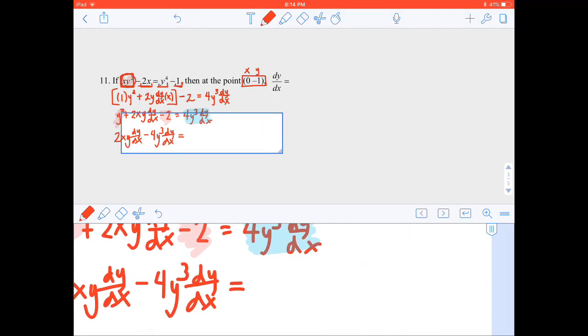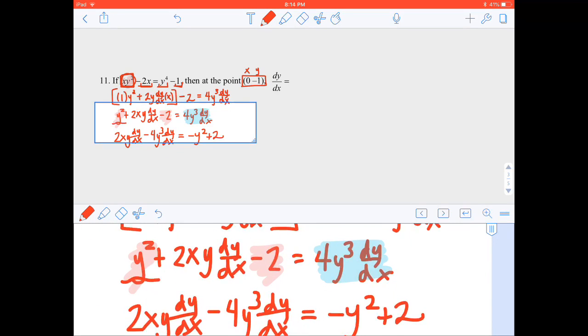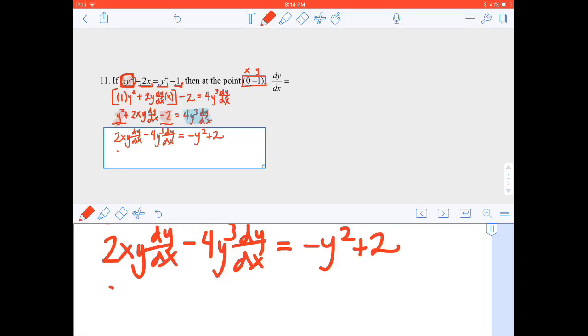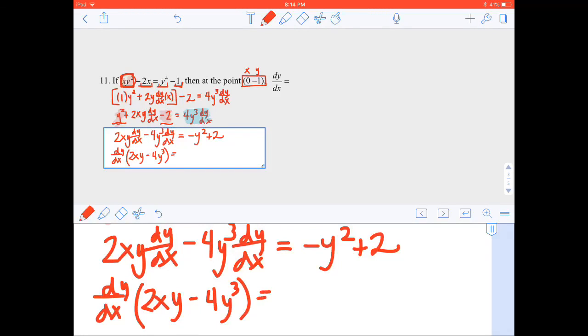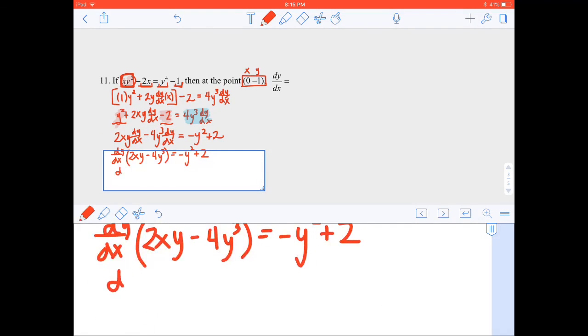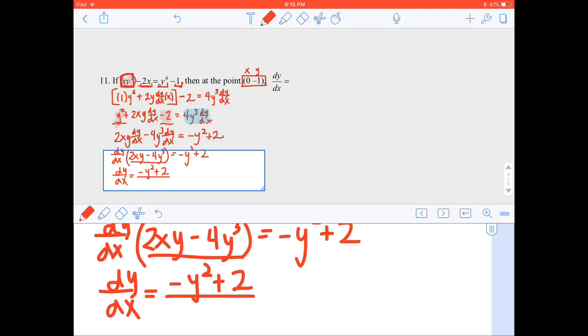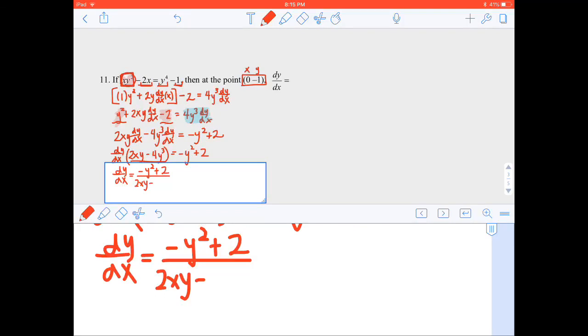And then I'm going to subtract that y squared plus 2. These guys are getting moved over to the other side. dy over dx is what we have in common here. So that leaves me with 2xy minus 4y cubed equal to -y squared plus 2. And then I will divide by all of this. So I get -y squared plus 2 divided by 2xy minus 4y cubed.